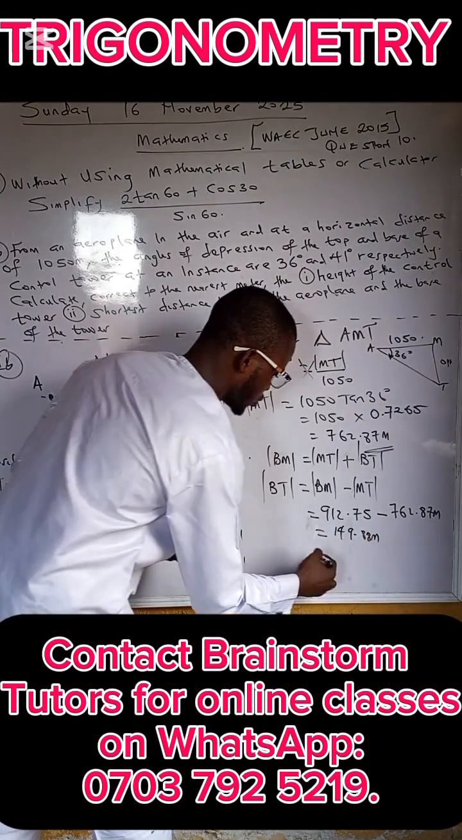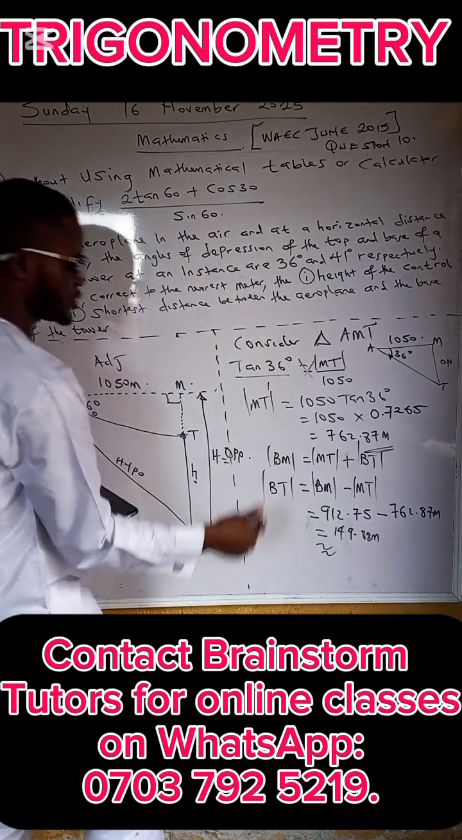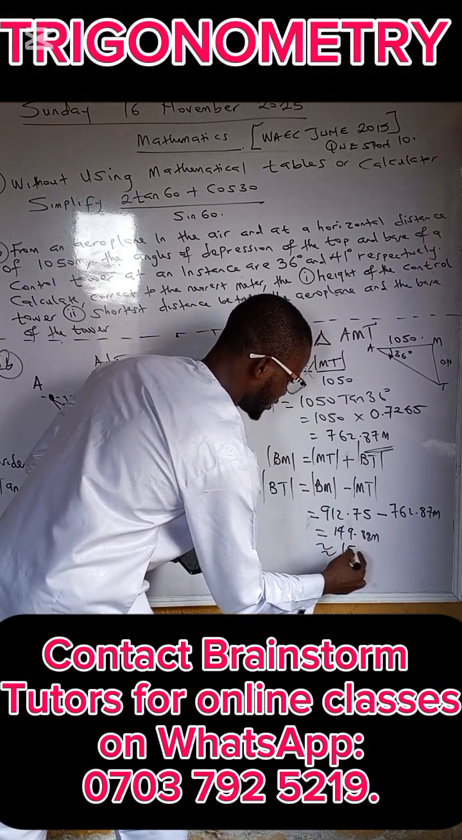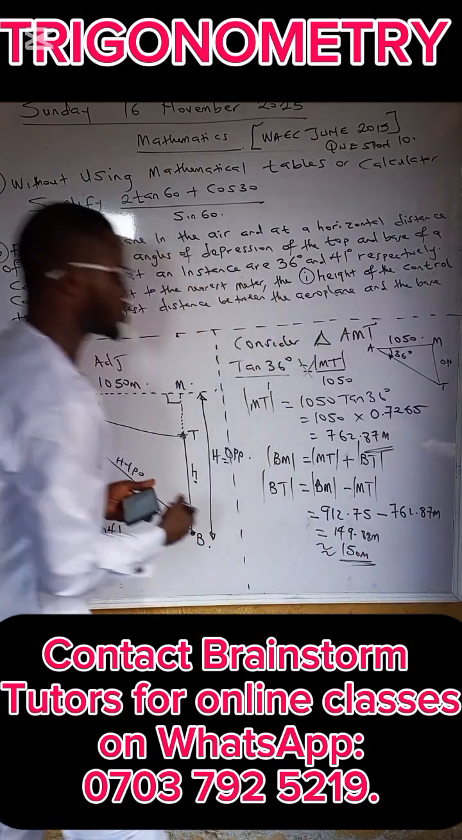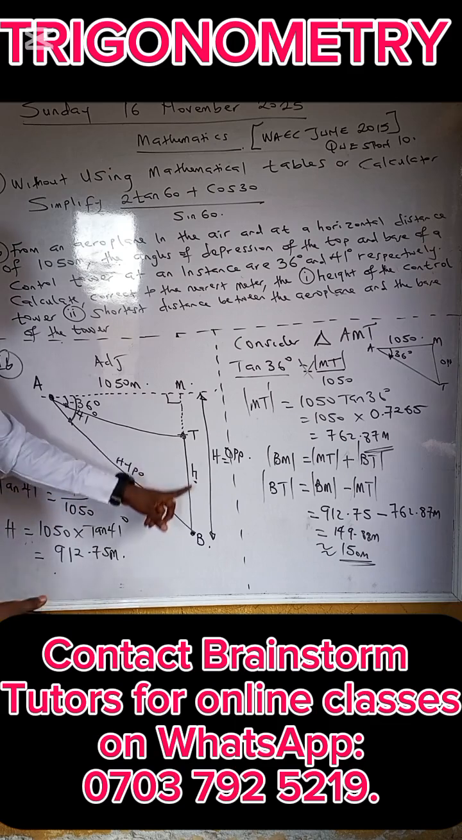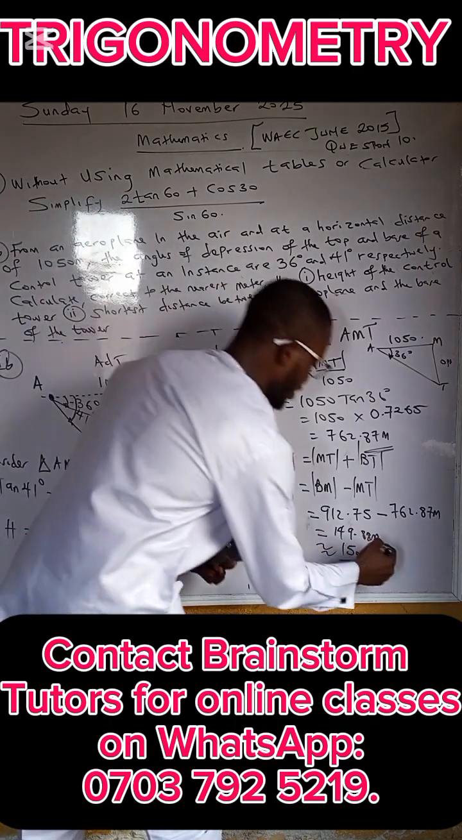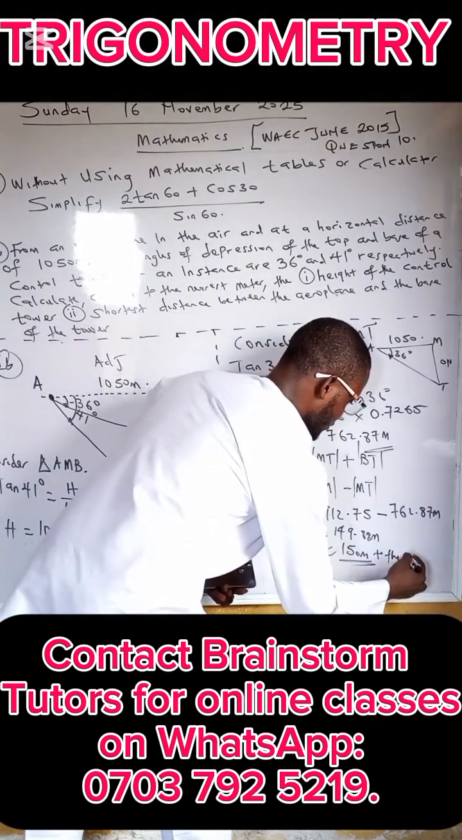So we have it to be 149.88 meters. So approximately, remember they say that to the nearest meter, so I'm going to have 150 meters. That's all about that. They just asked us to do that. And that is all about the height of the tower. The height of the tower we are going to obtain is going to be 150 meters. Just write it there to the nearest meter.